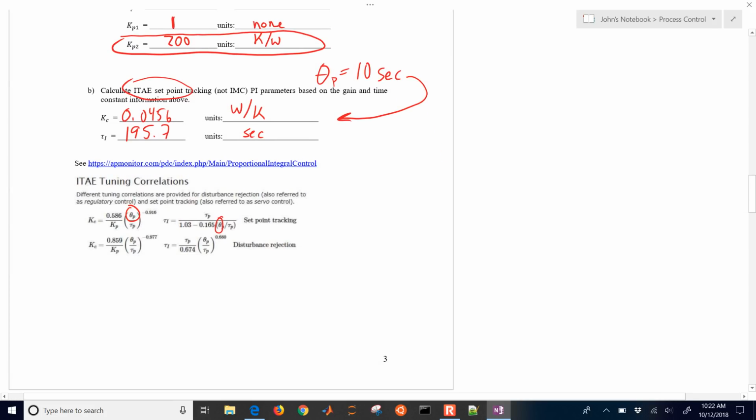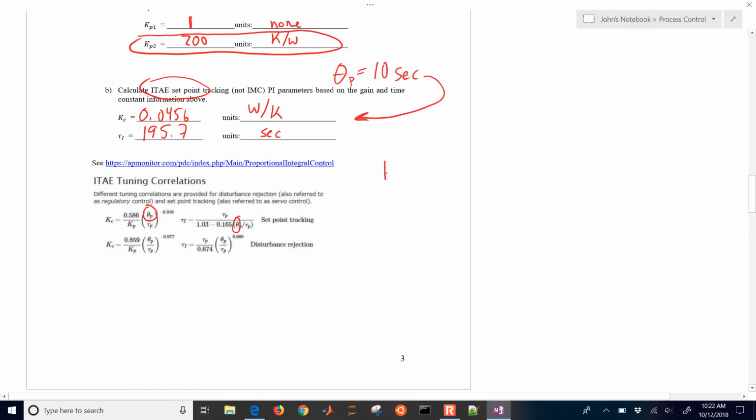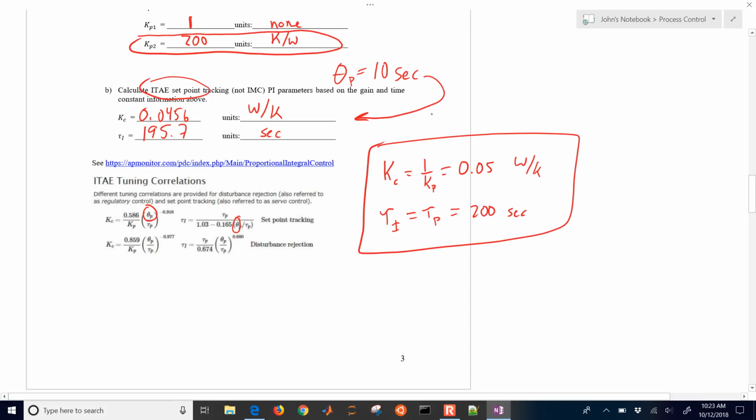Okay, and then if you did IMC, it would be KC equals 1 divided by KP. This would be with moderate tuning, and then tau I equals tau p, and so that would be equal to 200 seconds. And for KC you just do 1 divided by 200, and that would be 0.05 watts per Kelvin. So using IMC tuning correlations, even with no dead time, you'd get something close to what ITAE says.